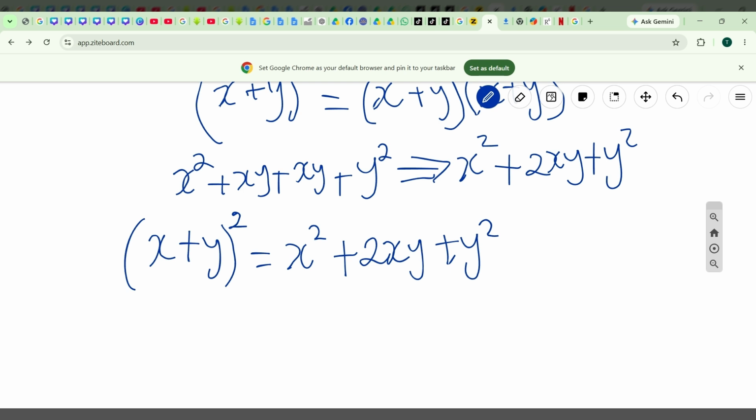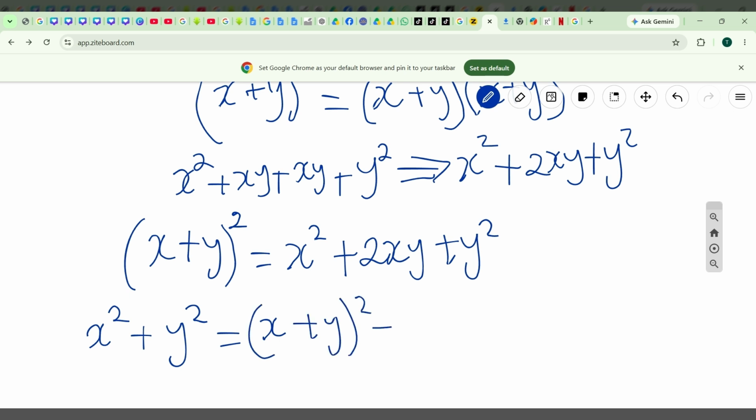Now I want to make x squared plus y squared the subject of the formula. So we have x squared plus y squared is going to be equal to x plus y all squared minus 2xy.